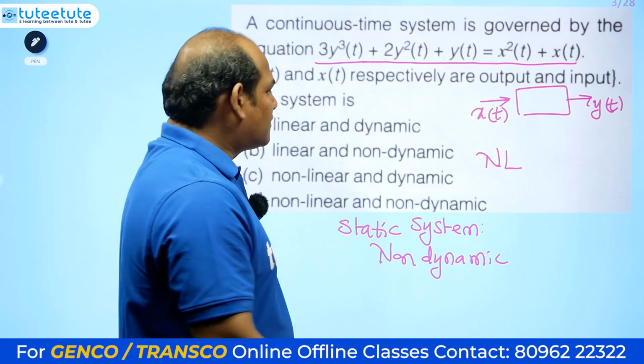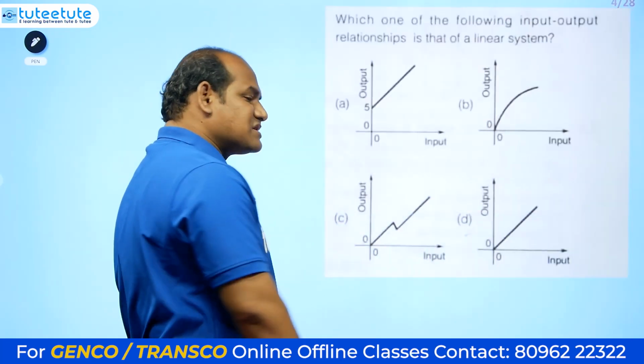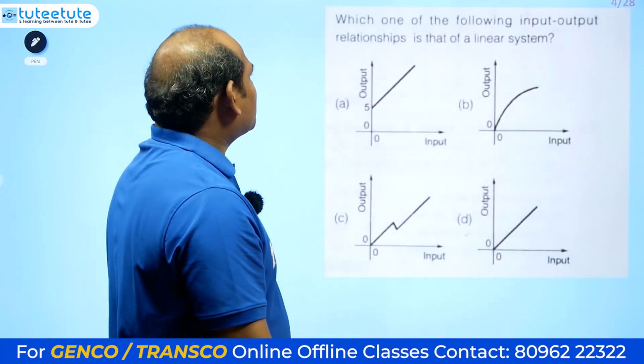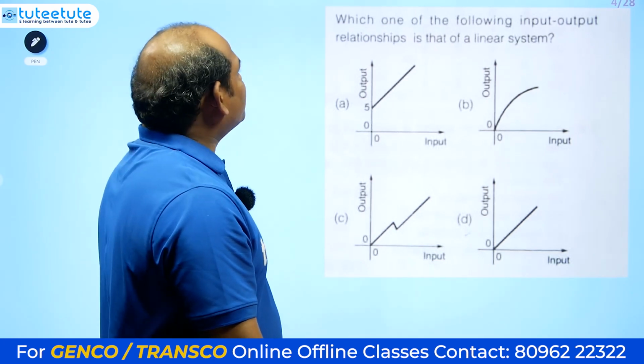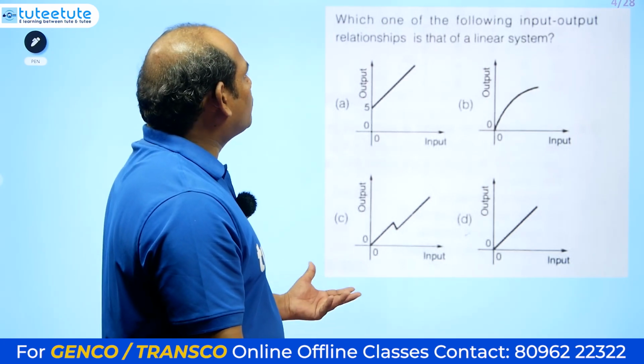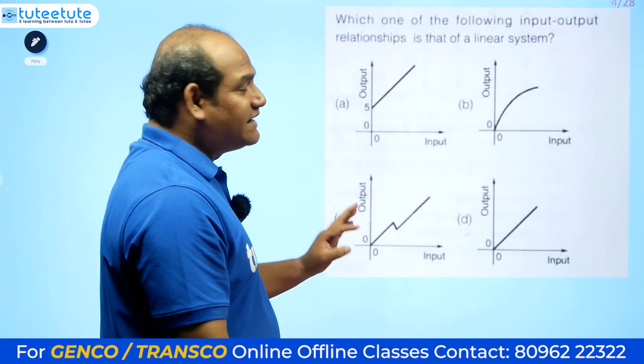Like this we can solve. So you should have command over the definitions of all the types of systems. Now we'll see the next question. Which one of the following input and output relationships is that of a linear system?